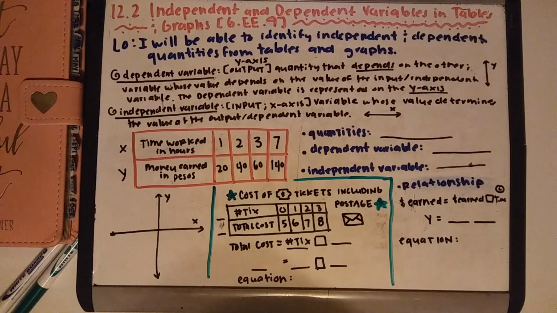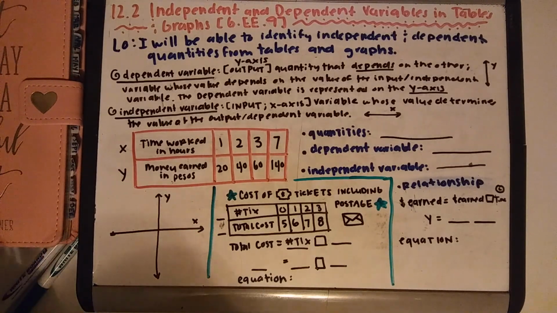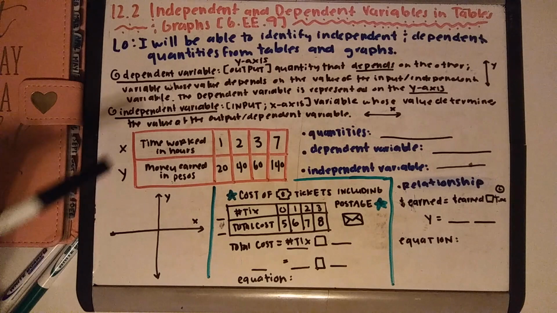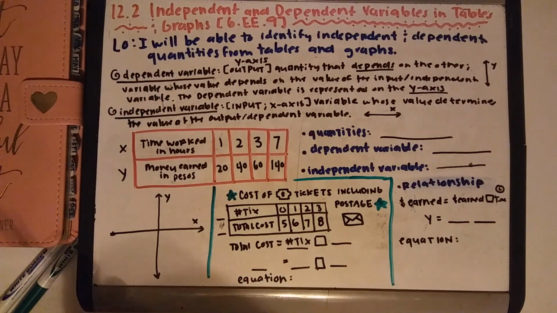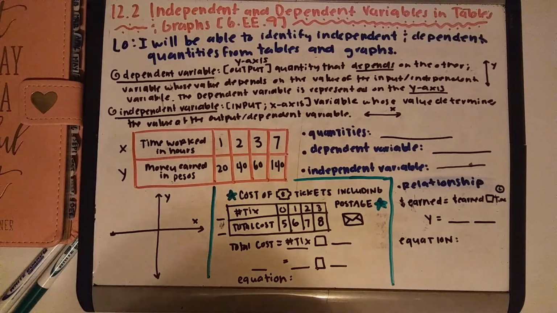So, dependent variable, which is basically your output or represented on your y-axis, is the quantity that depends on the other quantity. So it's the variable that depends on the value of the input. Okay, so you always need to remember that the y value is going to depend on the x value. The independent variable is basically your input, or your x value, on the x-axis, and that one is the one that determines the value of the output.